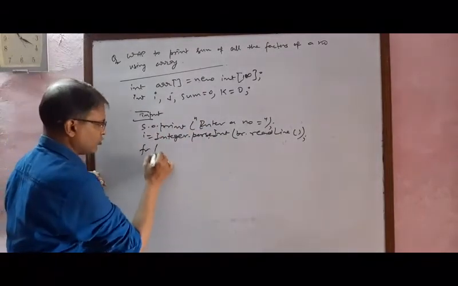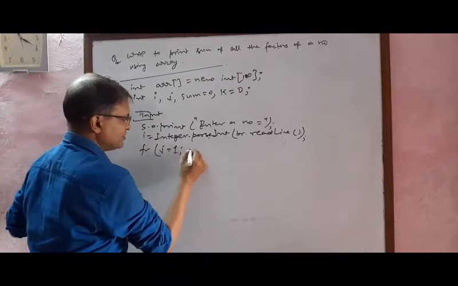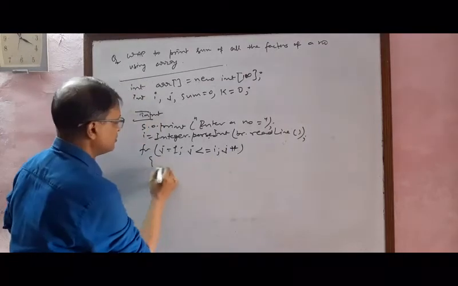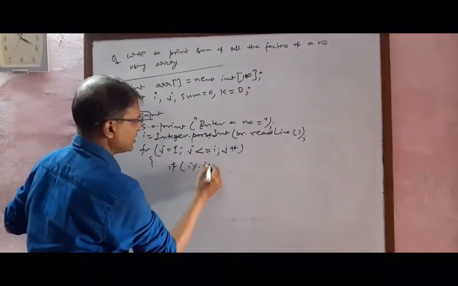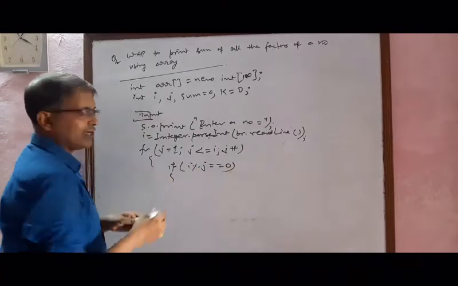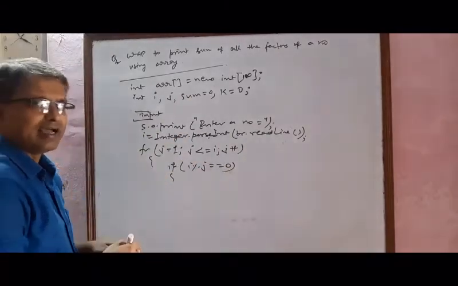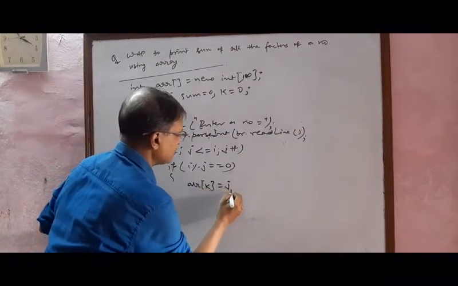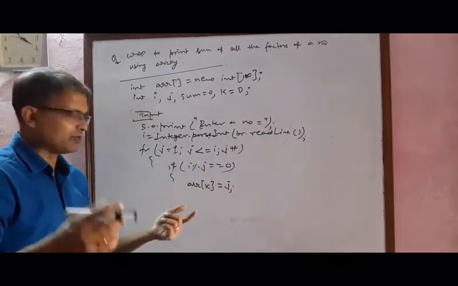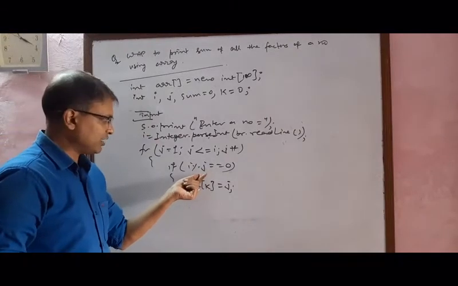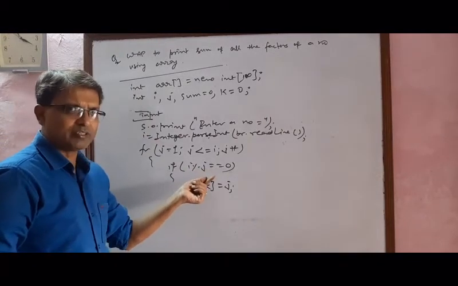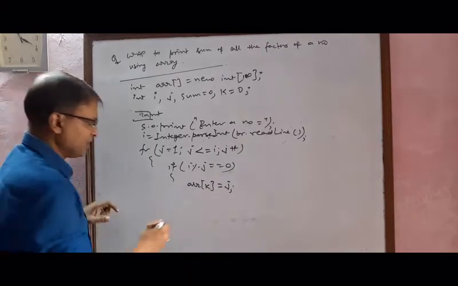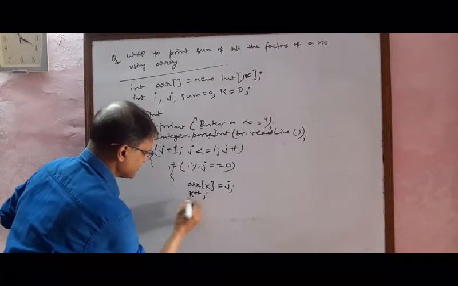So for factors, run the loop with j equal to 1, j less than equal to i, and j plus plus. Check factors if i modulus j equal to 0. As you get the factors, you have to store in the array arr[k] equal to j. Because j will be the factor, the divisor becomes the factor. Here divisor is j because you are dividing i by j, so j will be the divisor and this will be the factor, and this factor is to be stored in array and increment for the indexing.